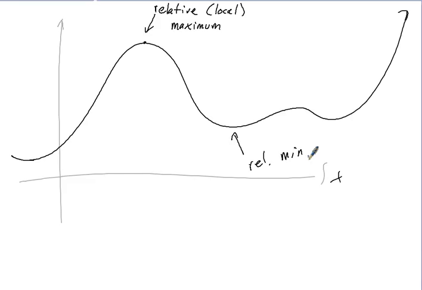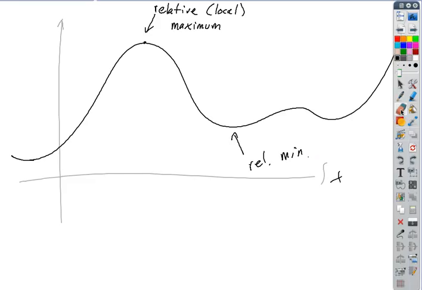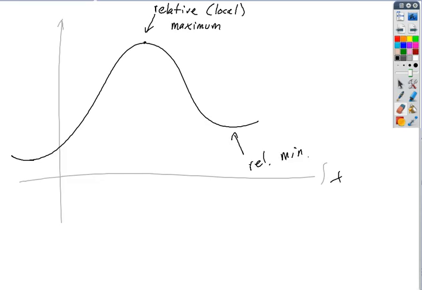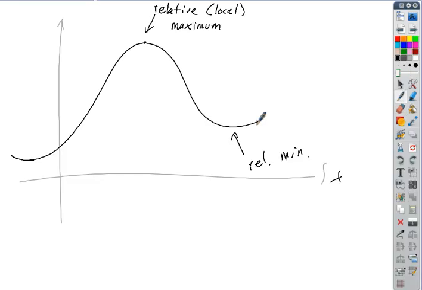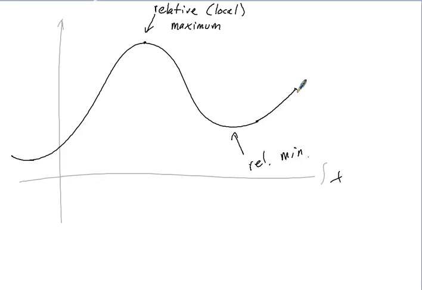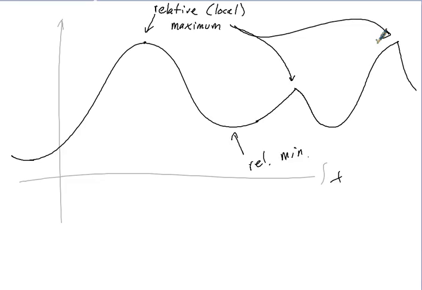Now, these things could be nice smooth curves like this, or they may not be. Maybe they look like this. There's the cusp right there. Now, that is still an example of a relative maximum, right? As is that. And that would be a relative minimum. So they could be sharp, or they might be smooth.